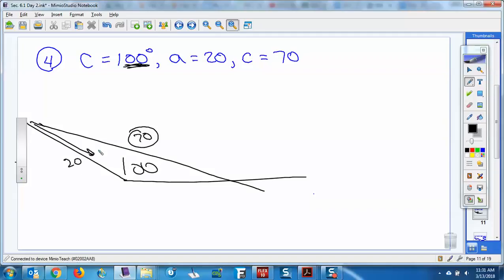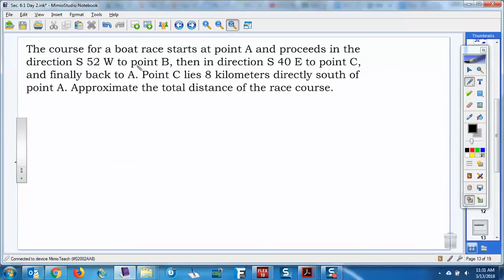It's got to be inside of here. It's got to have this 100-degree angle. So since 70 is greater than 20, you know it's going to be 1. If the 70 is smaller, you know it's going to be none. Can't have 2 when that first angle you're given is obtuse. All right, let's focus on some story problems here so we can have some more time to work.